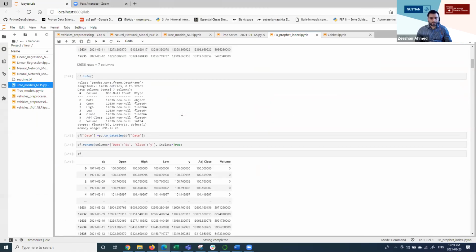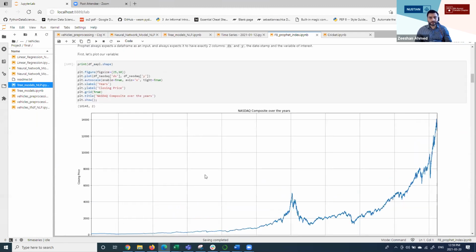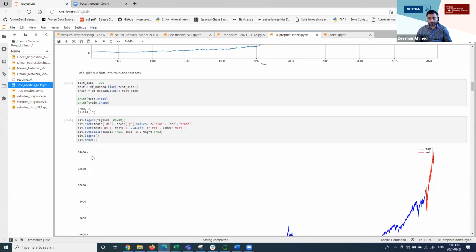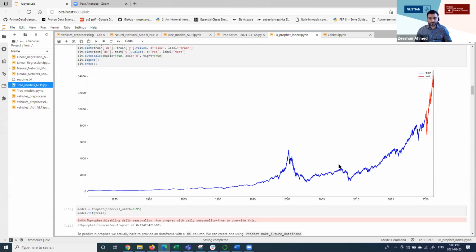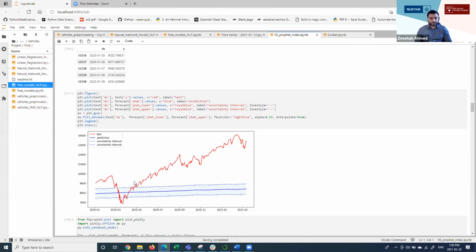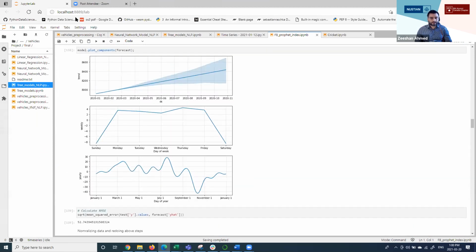So this is FB Prophet. I tried to do Nasdaq, so I imported Nasdaq prices from 1970, and this is how the closing price index is. Blue is training and red is test. I'm moving it really fast. This is a crunch of it.